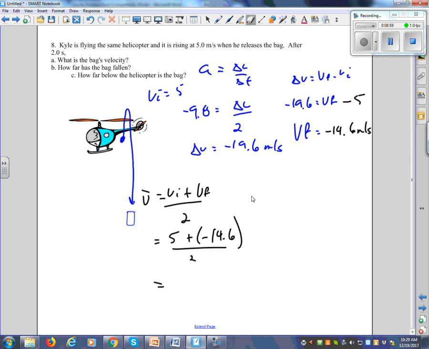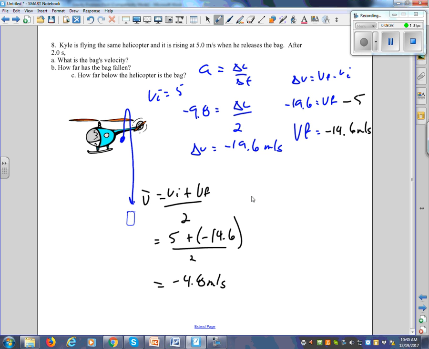I know I have a calculator in here somewhere. 4.3? No, 4.8. 4.8, that sounds about right. Minus 4.8? I think so, right? 5 plus a minus 14.6, and then divide by 2, so that's going to be minus 4.8 meters per second. How can the average be negative when it starts out positive? Can that be? Sure, it just means that it's negative for longer, right? The overall average can be negative. So it's still going down.